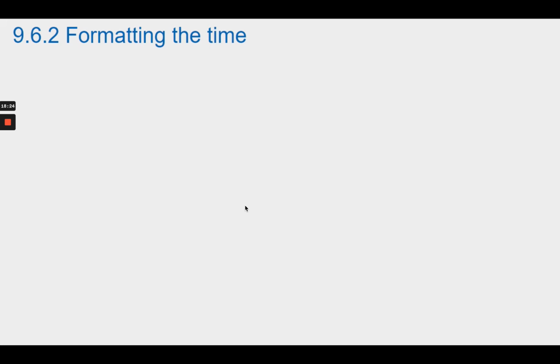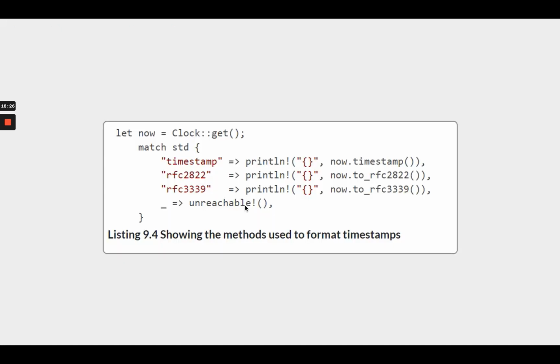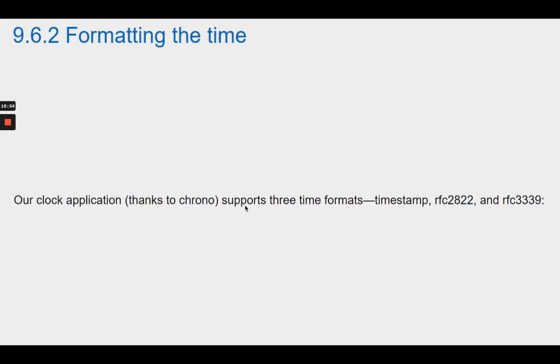Section 9.6.2. Formatting the time. This section looks at formatting the time as a Unix timestamp, or a formatted string, according to ISO 8601, RFC 2822, and RFC 3339 conventions. The following listing, an excerpt from listing 9.7, demonstrates how to produce timestamps using the functionality provided by Chrono. The timestamps are then sent to standard out. Our Clock application, thanks to Chrono, supports 3 time formats: timestamp, RFC 2822, and RFC 3339.